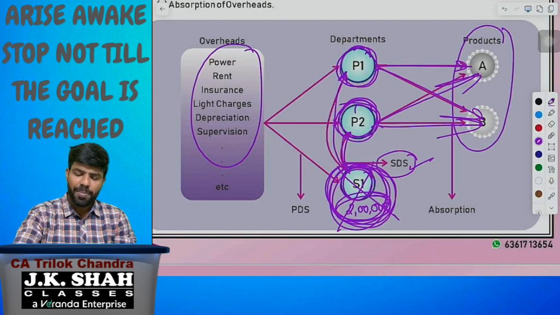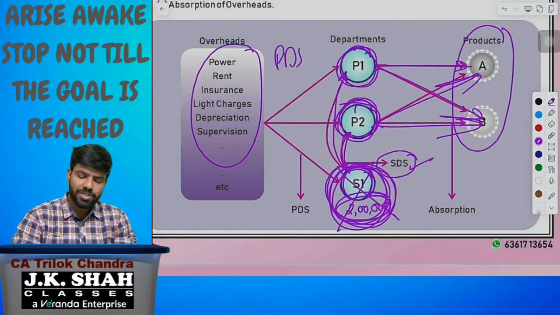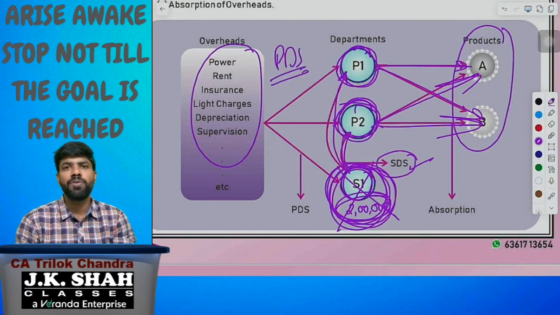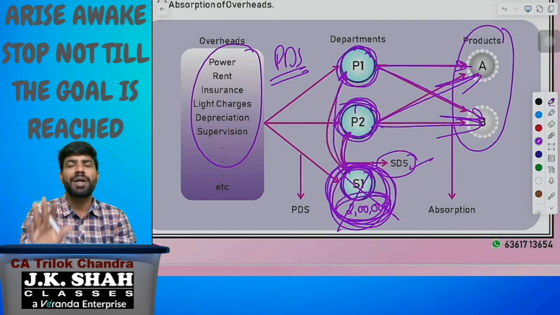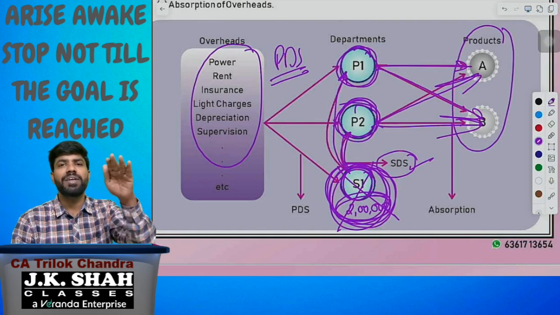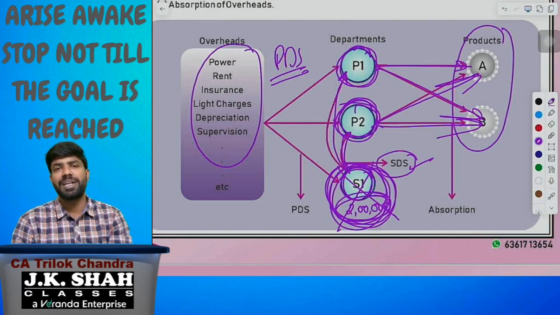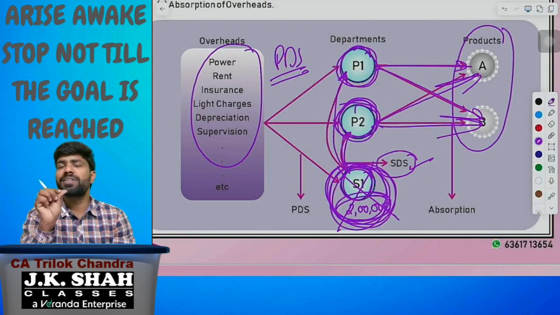Let me discuss elaborately about primary distribution summary. Let me discuss one by one now. We all know that the purpose of primary distribution summary is converting individual expense into departmental expenses. Let me discuss few adjustments regarding primary distribution summary.